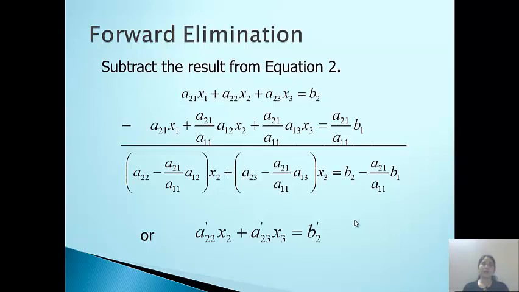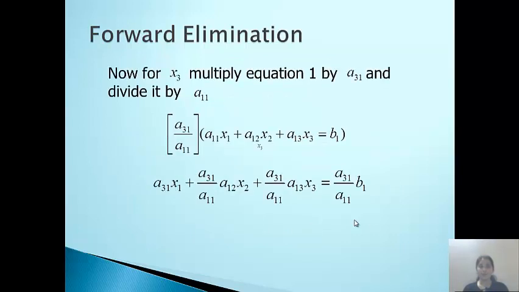So the result will be, here the coefficient of x1 is turned to 0 in the second equation. So the second equation will be given by (a22 minus a21 upon a11 into a12) into x2 plus (a23 minus a21 upon a11 into a13) into x3 equal to b2 minus a21 upon a11 b1, or a22 dash x2 plus a23 dash x3 equal to b2 dash.